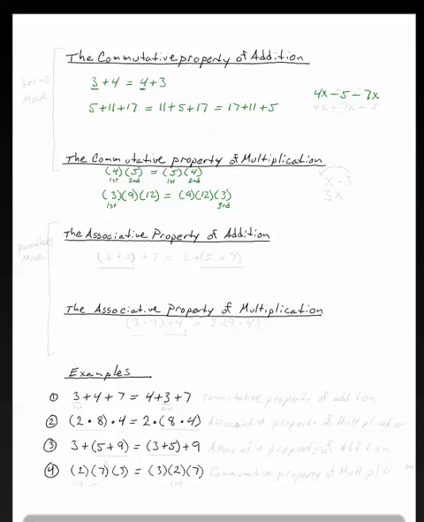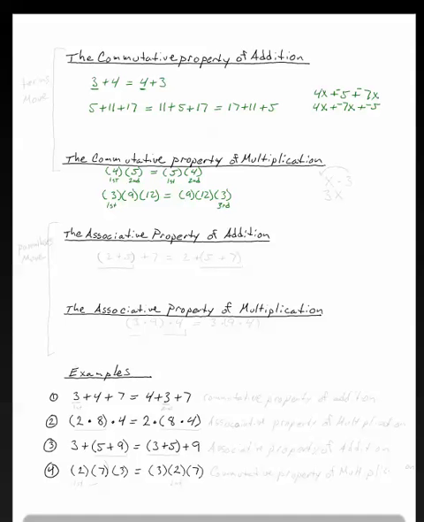I could take minus a positive 5 and use my subtraction rule. So I'd say minus a positive 5 is the same as adding a negative 5. And minus 7x is the same as plus negative 7x. And that allows me to use the commutative property of addition to place the like terms next to one another. So that's why we use these properties.